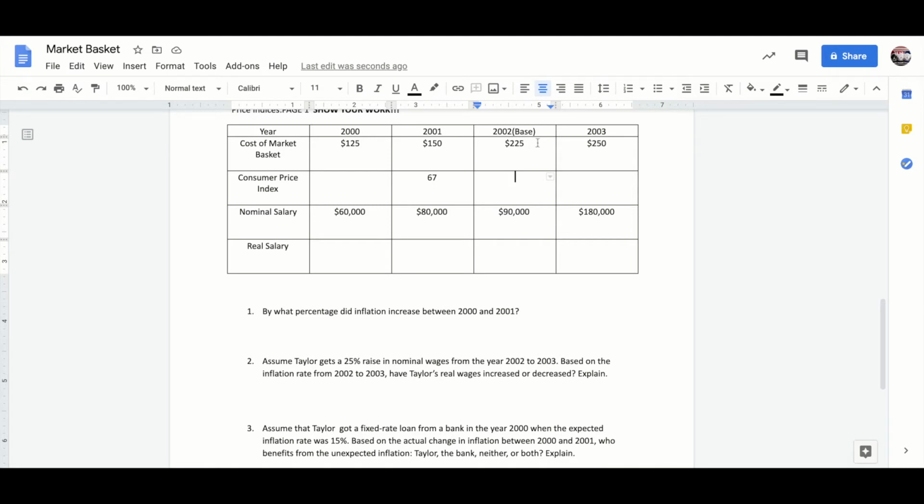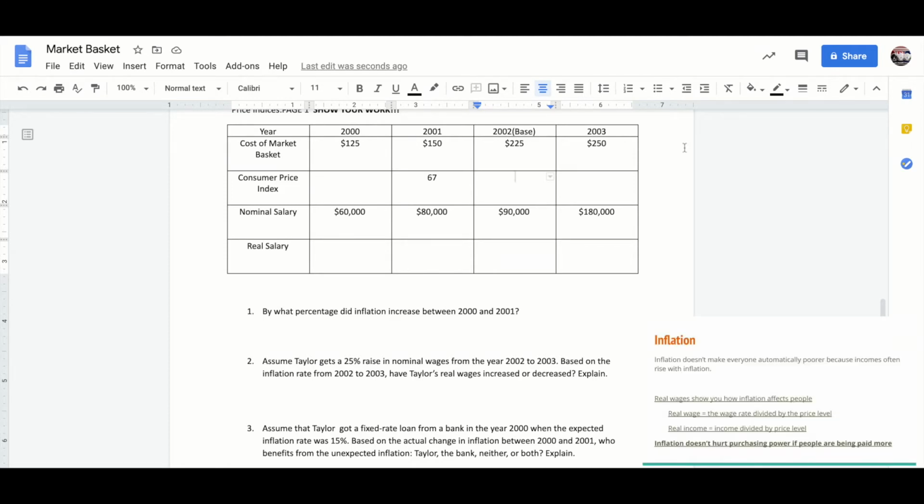Our base year here, we know it's 2002 because it tells us right here that that's the base year. Good news. That means the CPI is going to be 100 because the base year always keeps it 100. That also means that if our nominal salary is $90,000 in the base year, then our real salary is $90,000 in the base year. For the base year, nominal and real are the same thing because our CPI is 100, and that's because 2002 is the prices that we're comparing everything else to, so it's just going to stay the same.